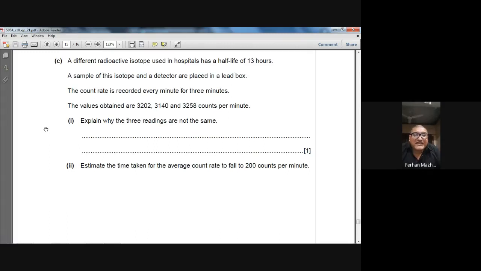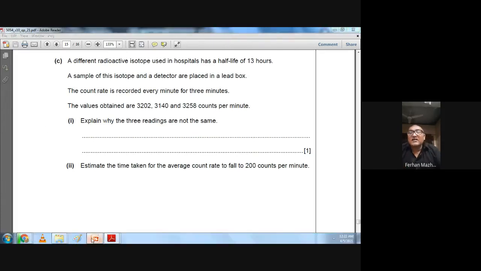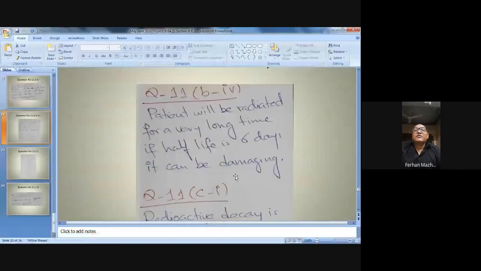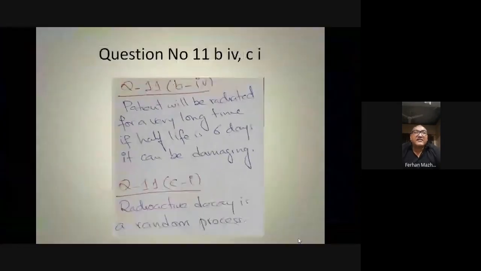Because the radiation is a random process. That's why every time you take the reading, it is a little different from each other. So the simple answer is that the radiation is a random process. Let me show you my answer here. You see, radioactive decay is a random process. That's why every time you take the reading of the sample, it's different.